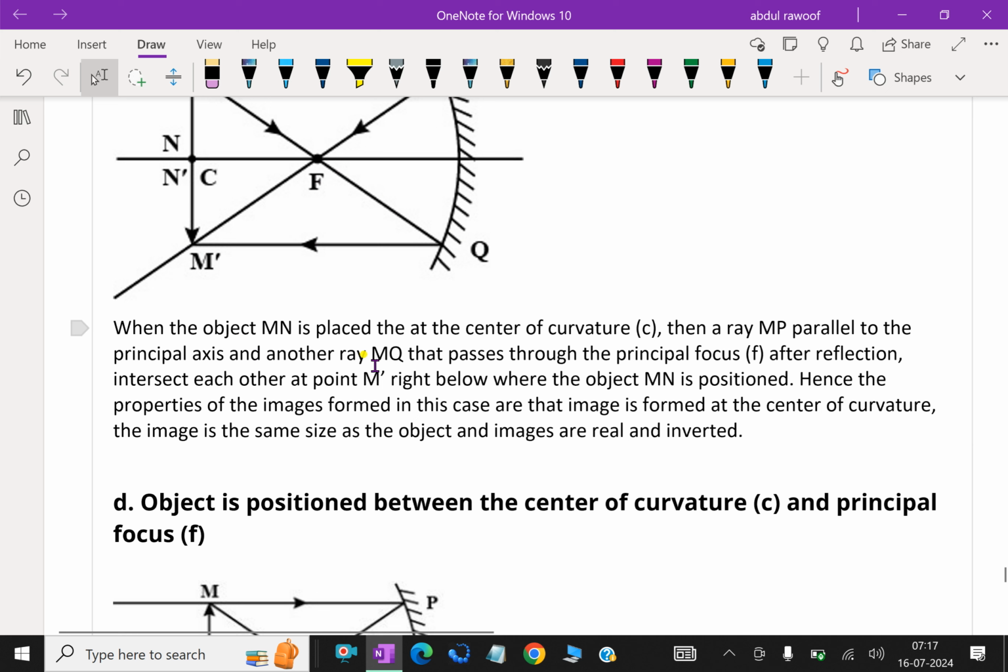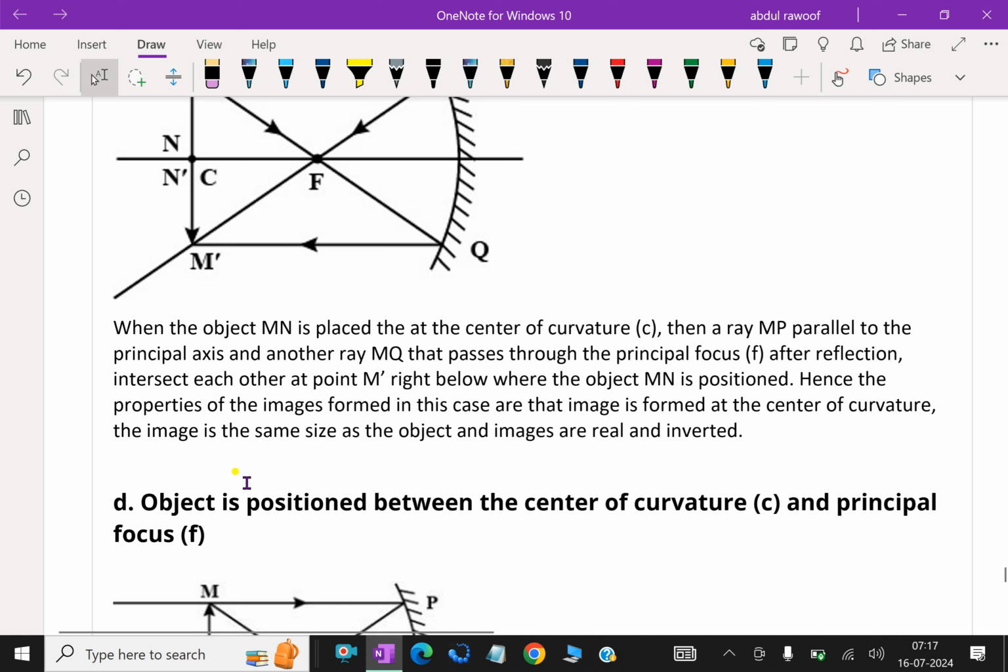When an object MN is placed at the center of curvature, then a ray MP parallel to the principal axis and another ray MQ that passes through the principal focus F after reflection intersect each other at point M dash. Point M dash is right below where the object MN is positioned.